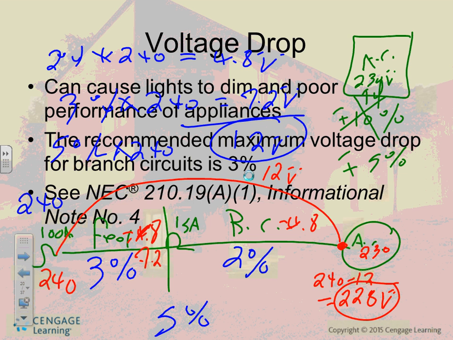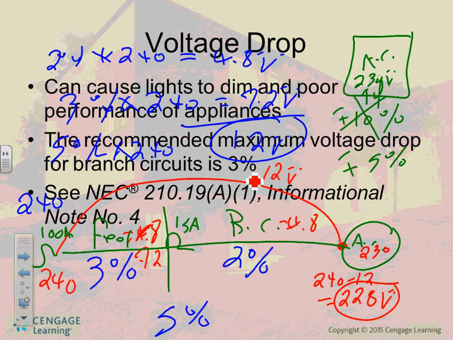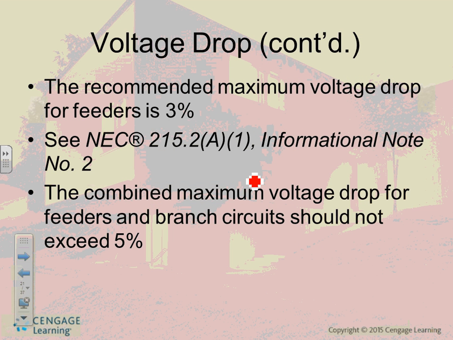So that's your voltage drop. We talked about the feeders. The article that talks about these, I highlighted it right here. This is the section for the branch circuits. This is for the feeders. Same information I just told you, 3%, for a total of 5%. 3 on feeders, and 2 on branch circuits.